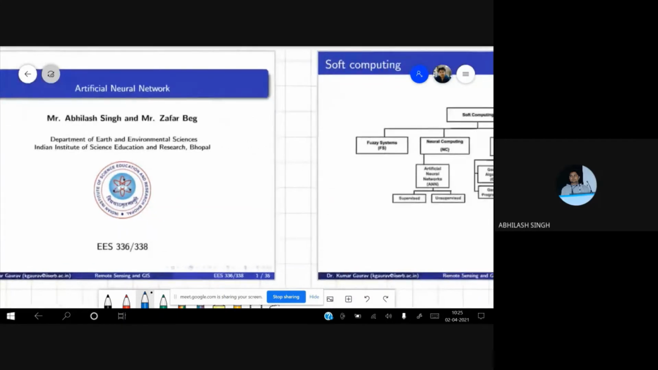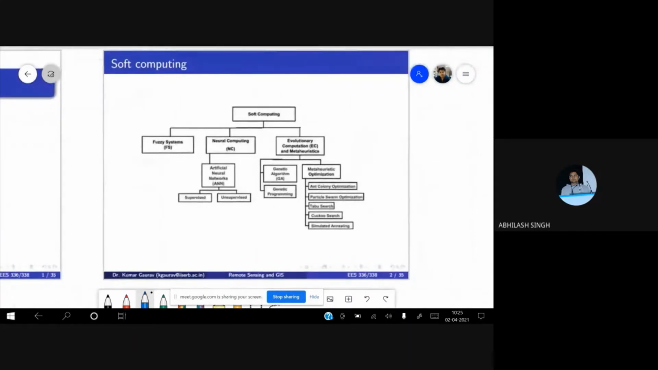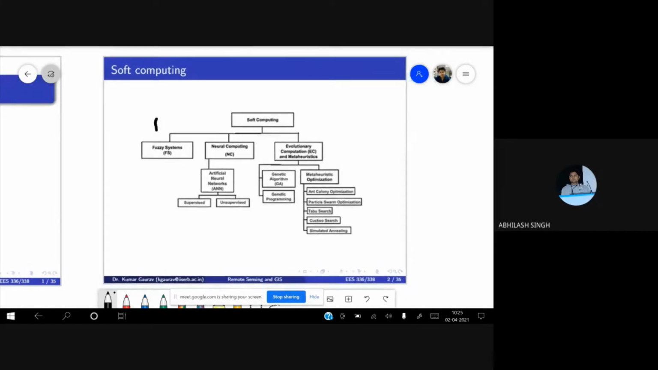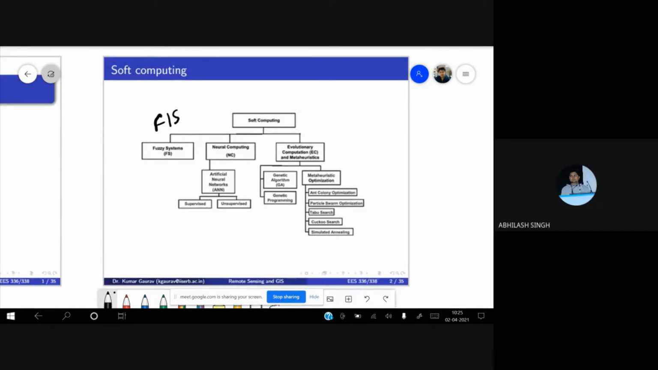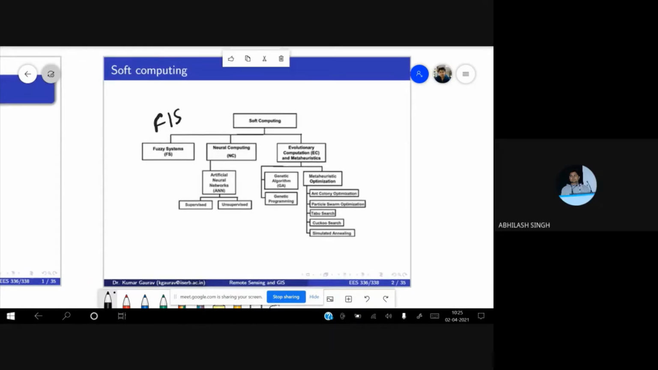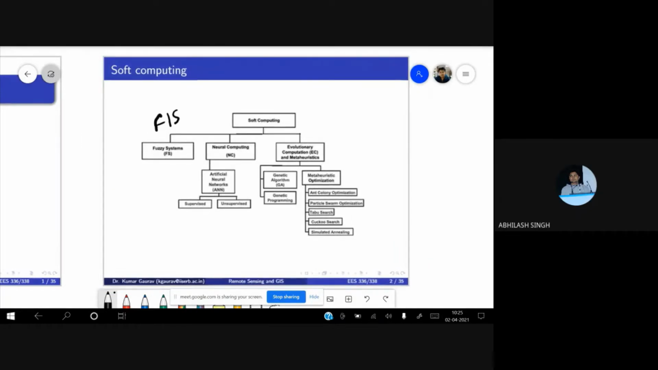As I said, ANN is one of the main branches of soft computing. The other two branches are the fuzzy inference system, which people also call FIS in short, and the metaheuristic algorithm, which is also called nature inspired algorithm.